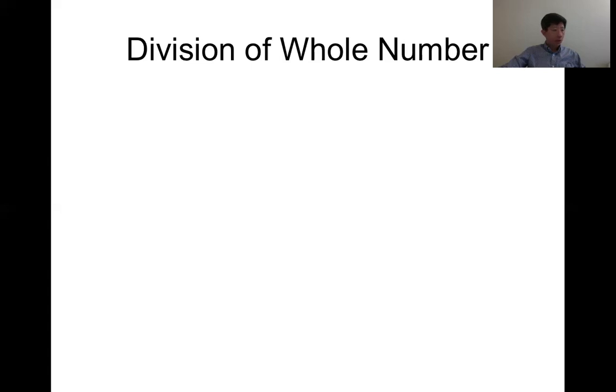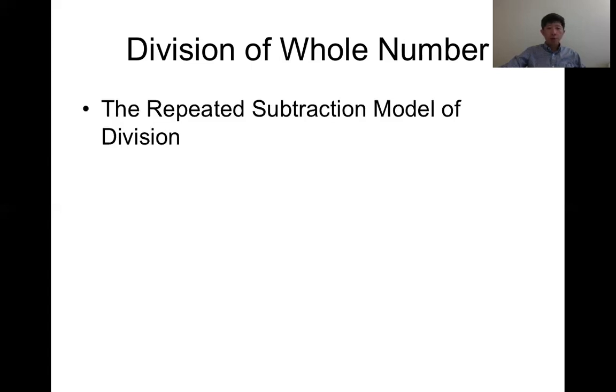All right, so now we have several different models I want to talk about. The first one is called the repeated subtraction model of division. So for repeated subtraction, let's say I have 28 divided by 4, right?